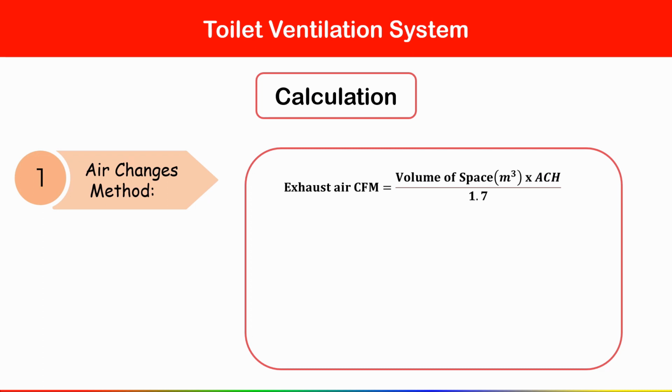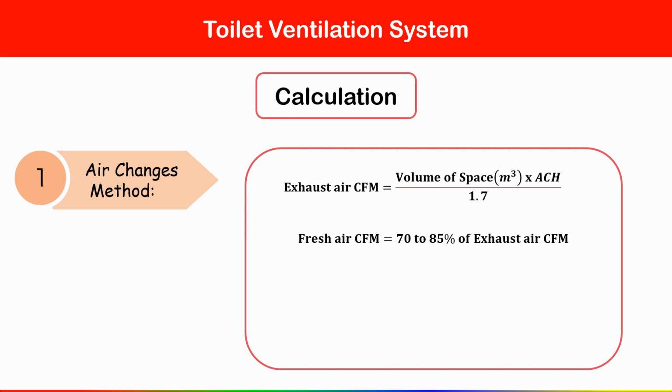Now I have told you that first of all we have to find out the exhaust air CFM, that how much amount of air we have to exhaust from the toilet. So that air, how can you find out? With the help of this formula. Exhaust air CFM is equal to volume of space in meter cube into ACH divided by 1.7. ACH is what here? Air changes per hour.